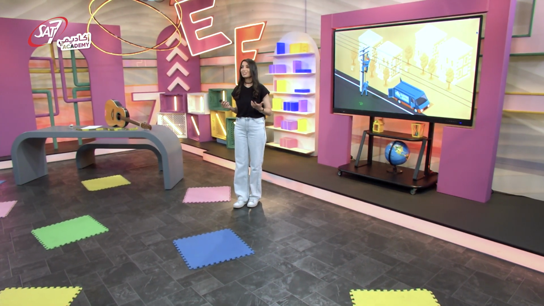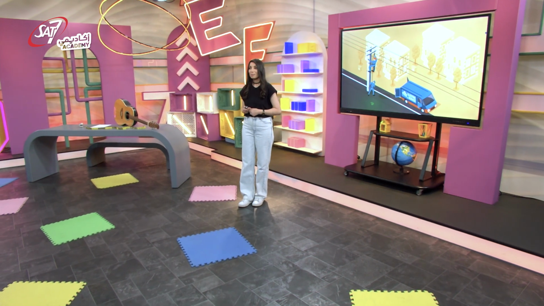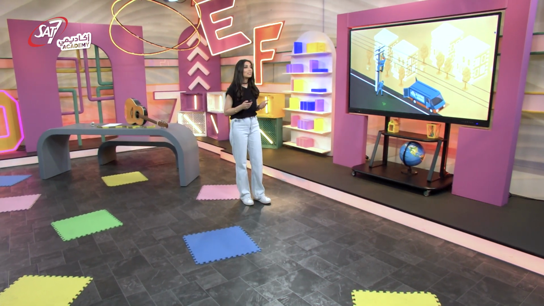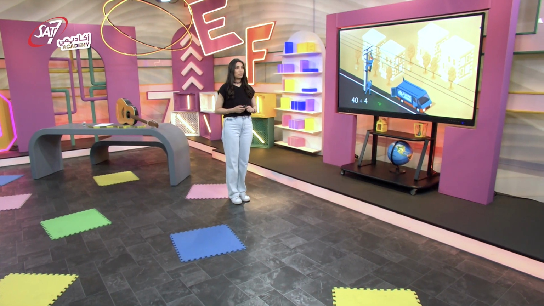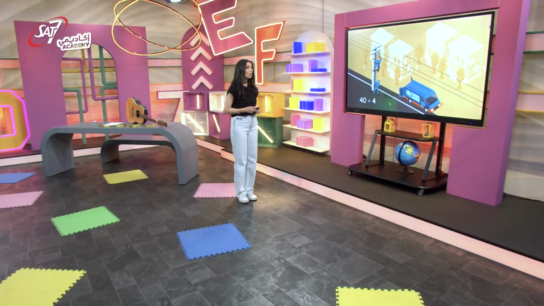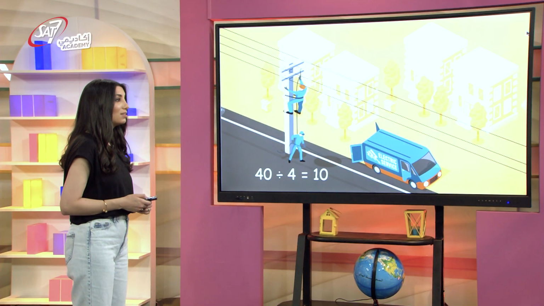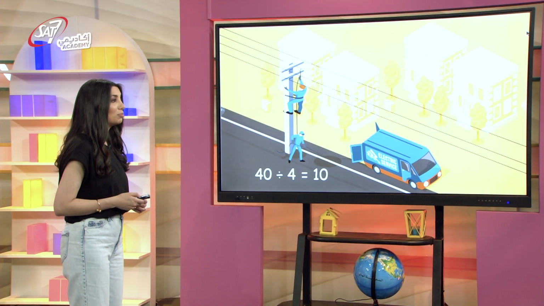What is the electrician doing here? He is dividing the 40 meters among the 4 buildings. So let's divide 40 by 4. What is the answer? I know that 4 times 10 equals 40. The electrician used 10 meters of wires in each building.